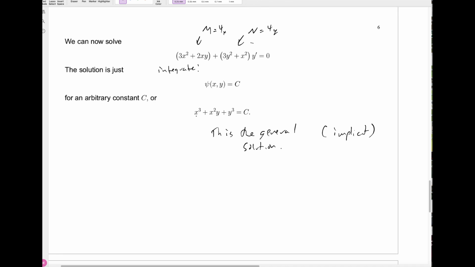Use implicit differentiation. When you take the partial of this with respect to x, you'll get exactly 3x squared plus 2xy plus x squared y prime, which is that term, plus 3y squared y prime, which is that term, equals 0. You get exactly the original differential equation.